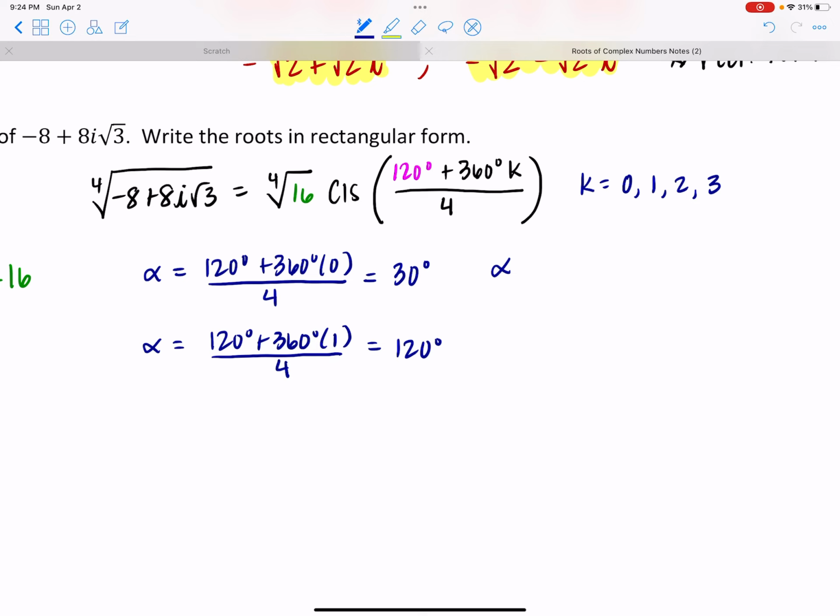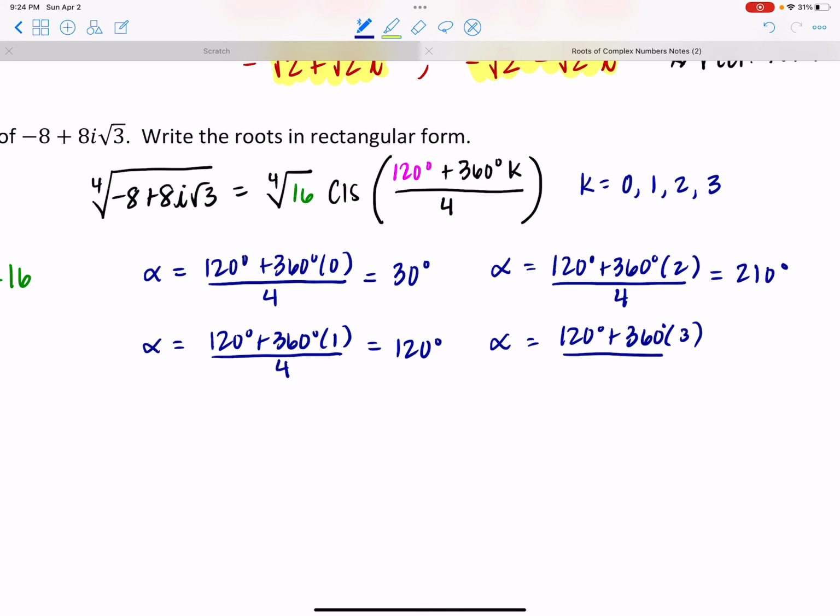And then I have to plug in 2 for k. So 120 degrees plus 360 times 2. And ultimately, if you could use some of this in your calculator, type it in there and just replace those values, it'd be a little quicker. That's totally fine. I just don't want anyone getting lost. So 120 plus 720, that's 840 divided by 4 is going to be 210. And then lastly, we're going to plug in a k value of 3. So 120 plus 360 times 3 divided by 4. And that's going to be 300 degrees?